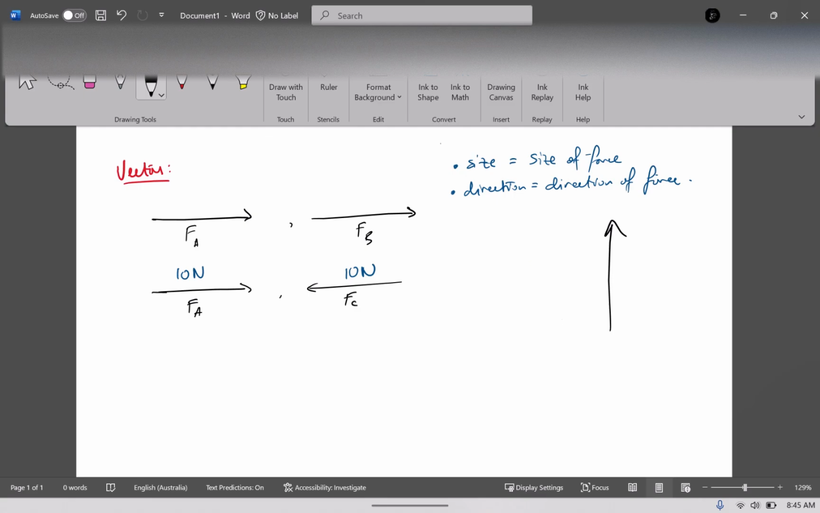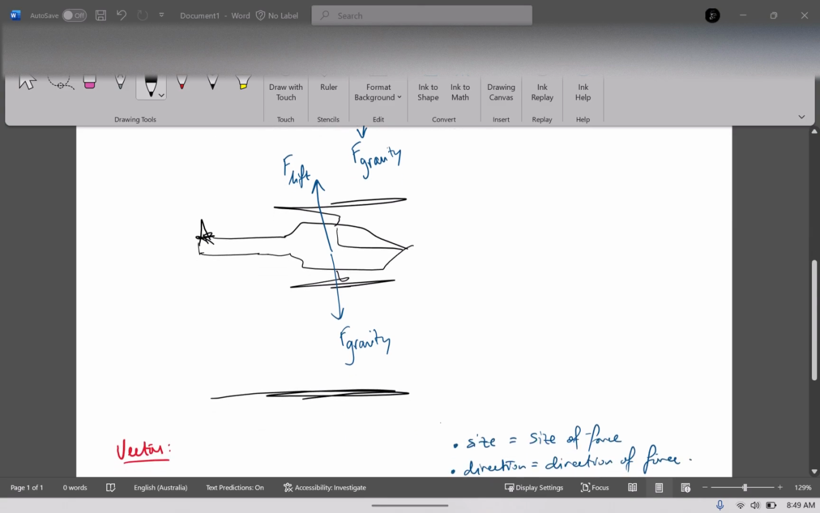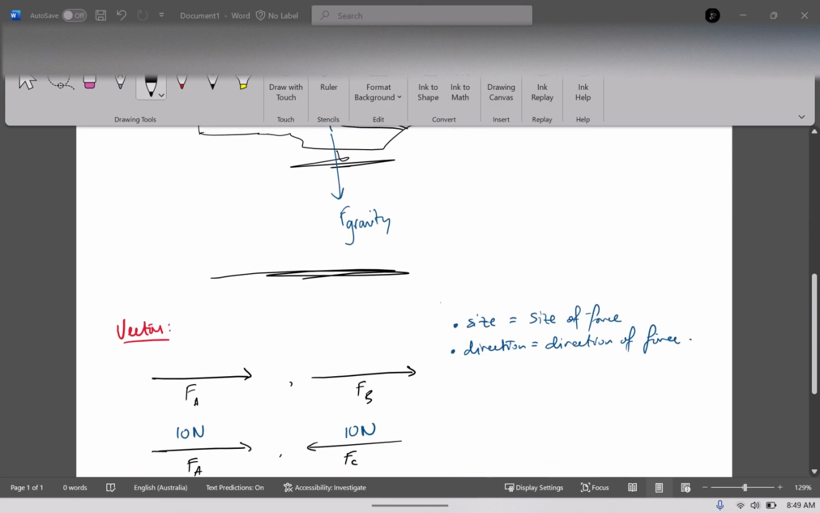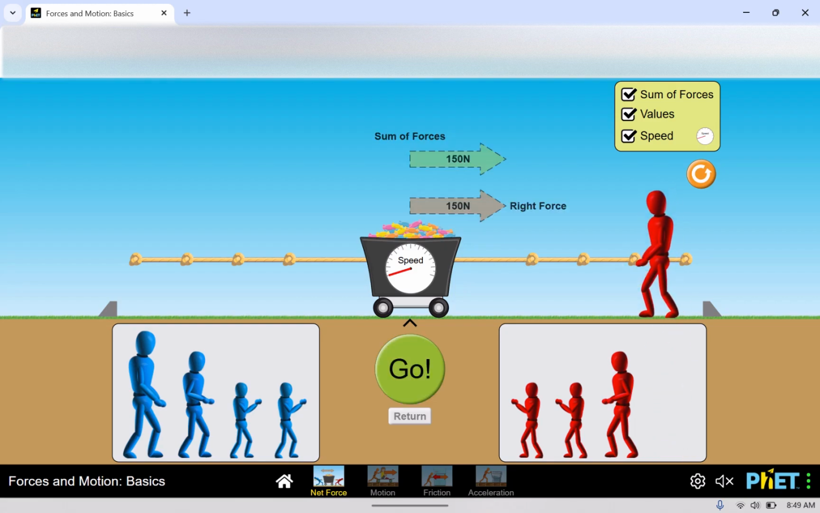Alright, so the next question is, what happens when you combine these forces together? What's the overall effect on an object? To demonstrate that, I'm going to use this little simulator here. Let's just chuck some of these on. Let's put this person here on this rope. You can see they pull to the right with 150 newtons.